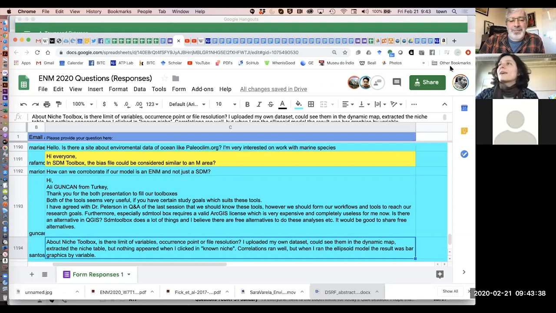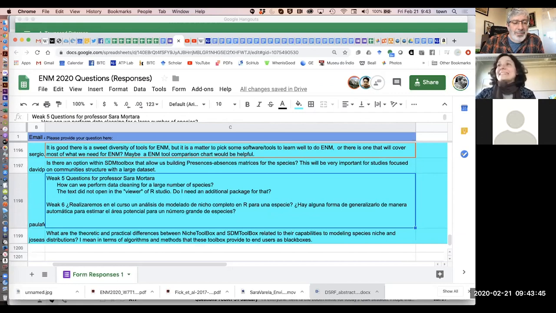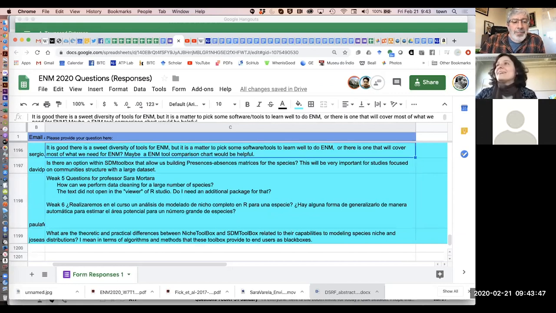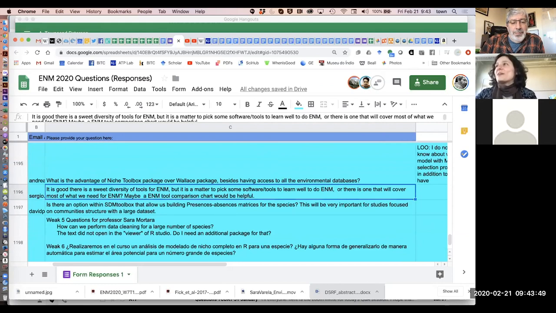Just to feel like we are getting to the bottom of the long list, we can keep going down. So, 1,196. Is there a suite or diversity of tools for ENM, and it is a matter of picking some, or is there one that will cover most of what we need for ENM? This reminds me of the ring to rule them all, or last week's conversation. An ENM comparison chart would be helpful, I agree. That would be nice, but it would take quite some time.